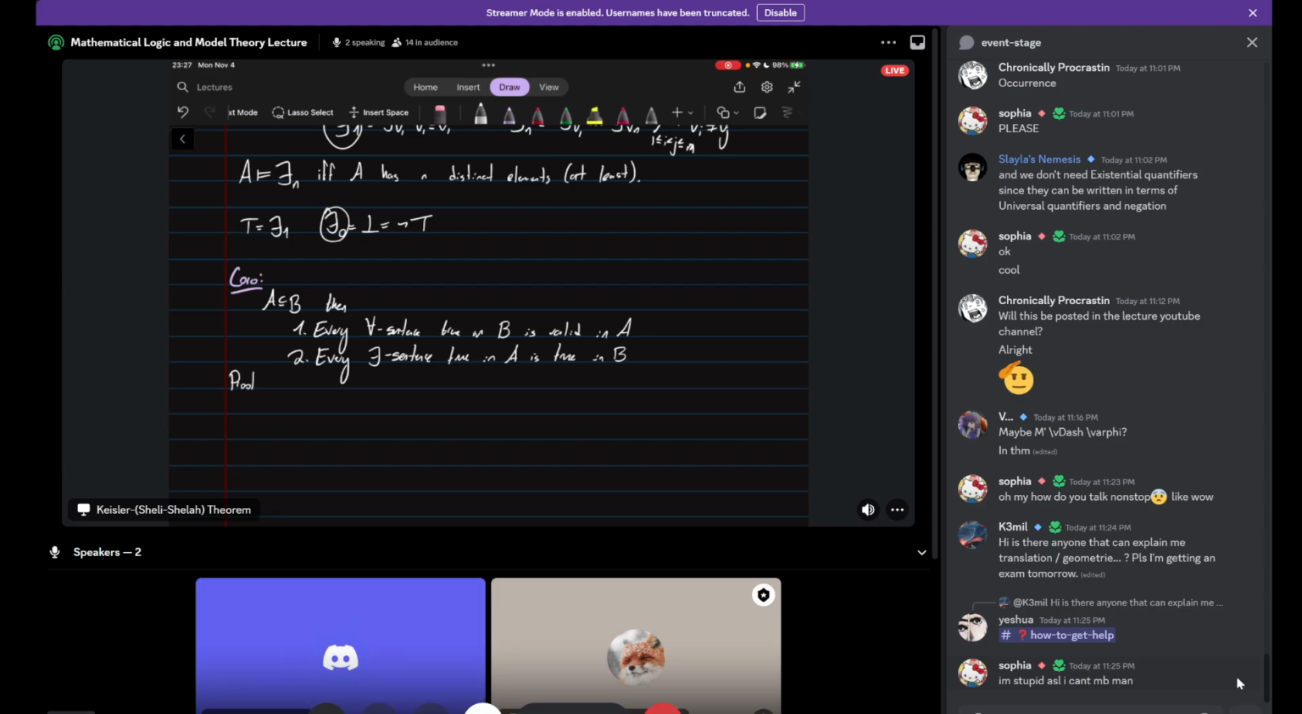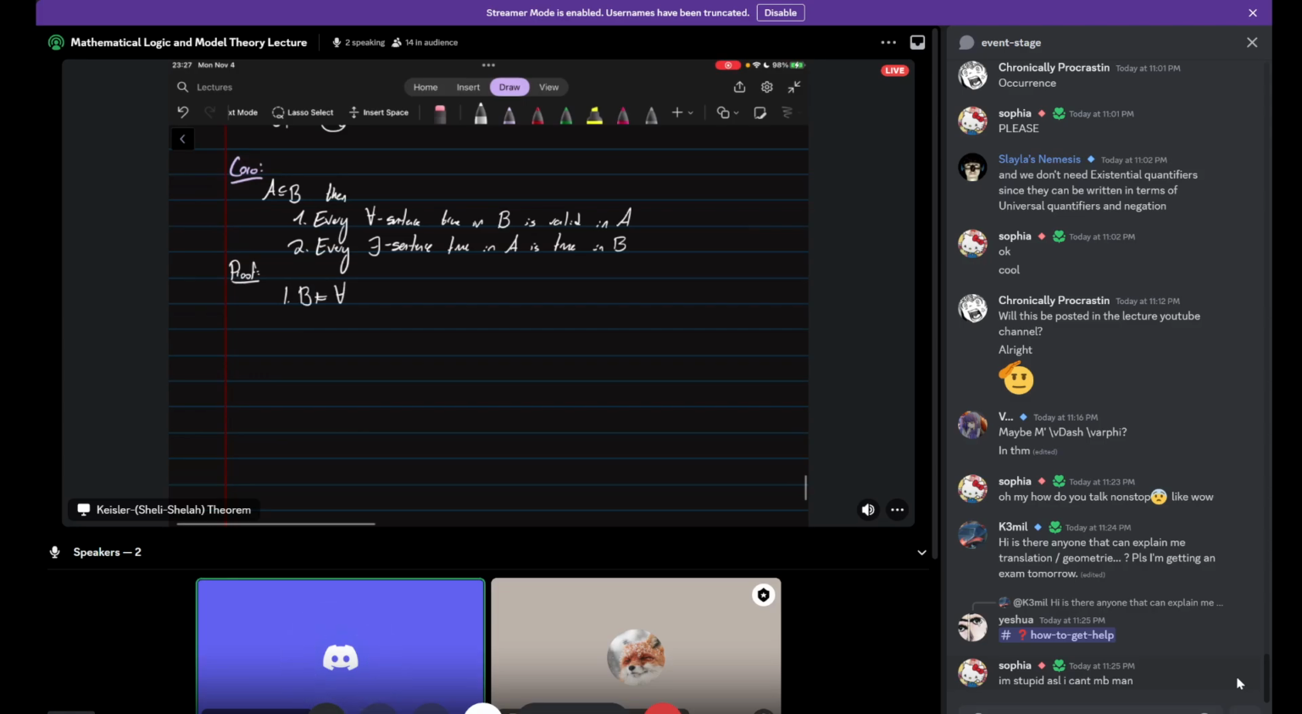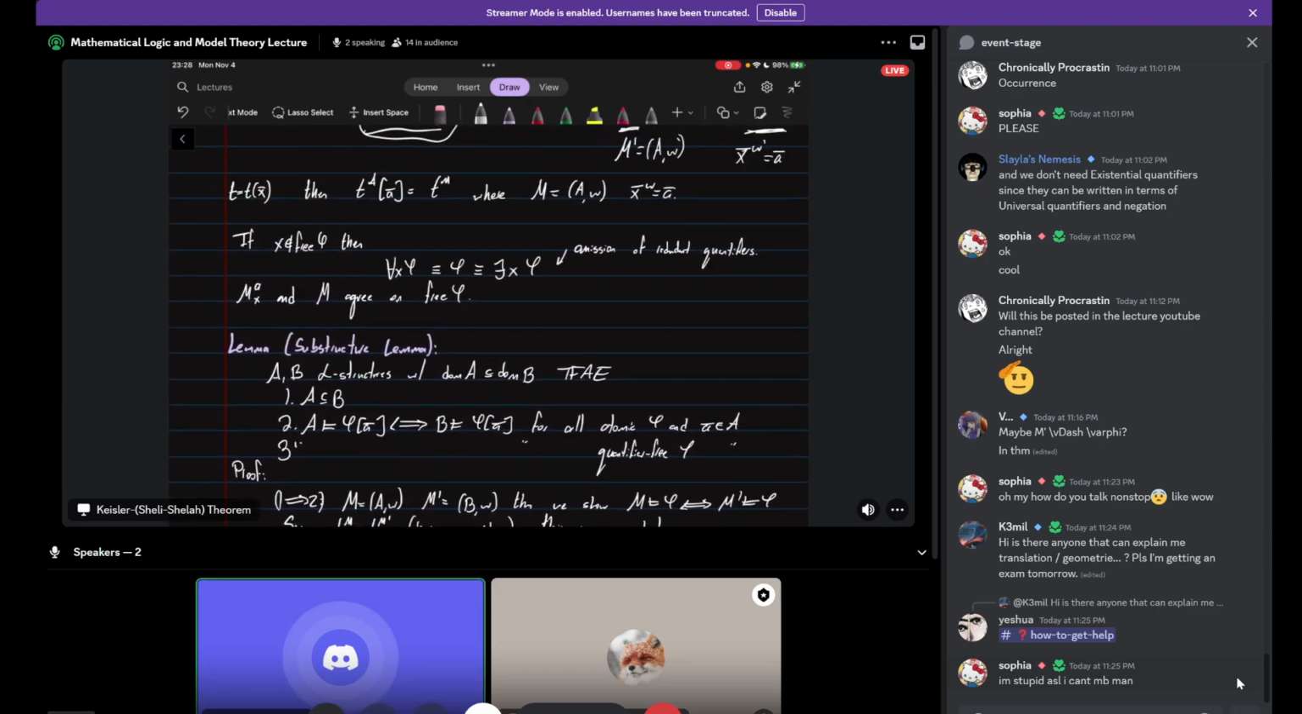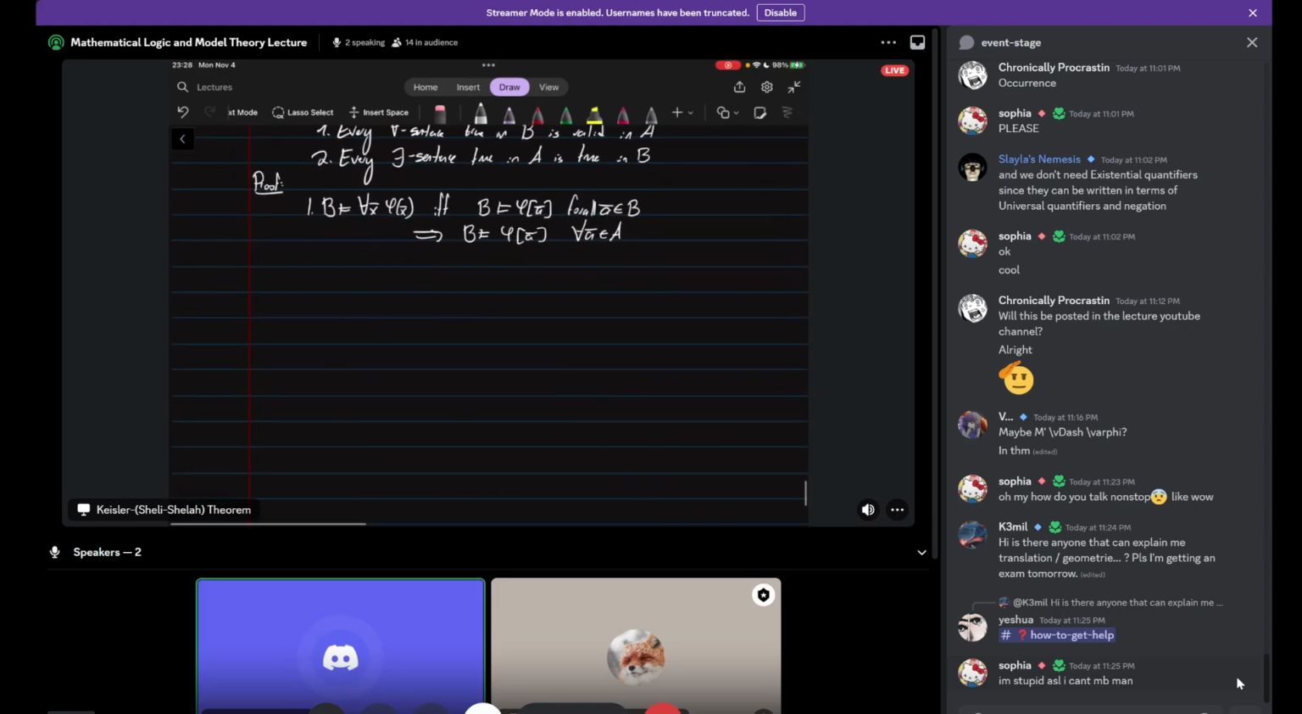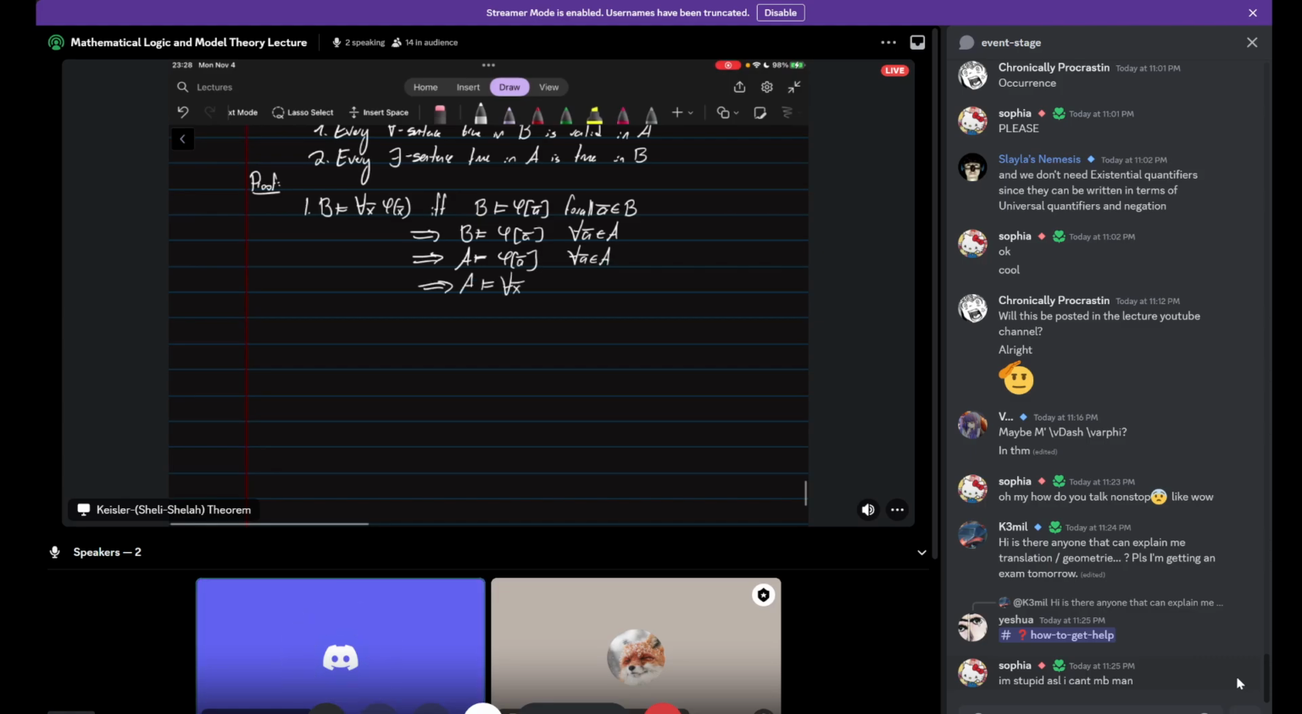So the proof of this is: B satisfies for all x phi(x) if and only if B satisfies phi(a) for all a in B, but this implies that B satisfies phi(a) for all a in A, and from what we just proved, this is if and only if A satisfies this. So that implies A satisfies phi(a) for all a in A, which says that A satisfies for all x phi. And similar for two.